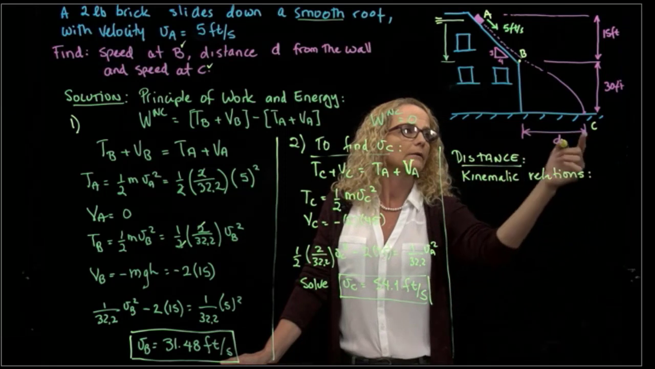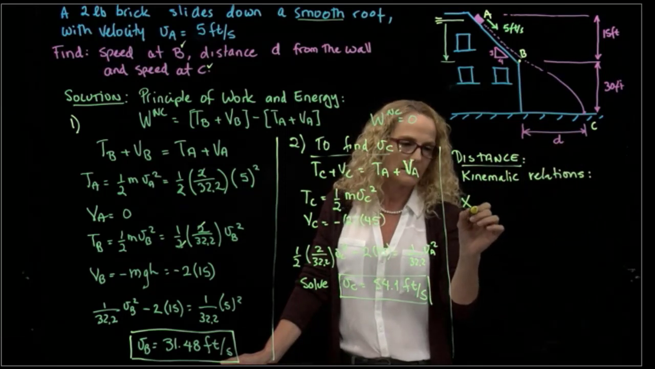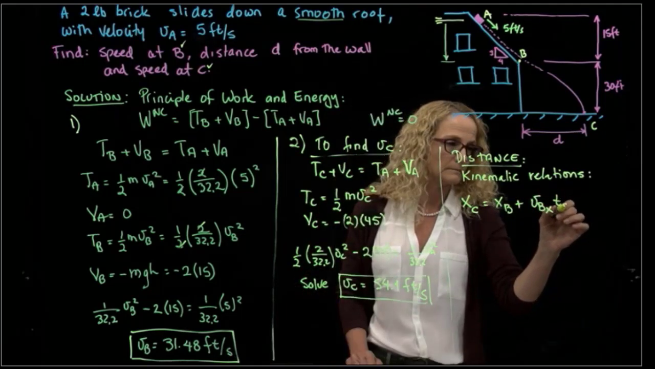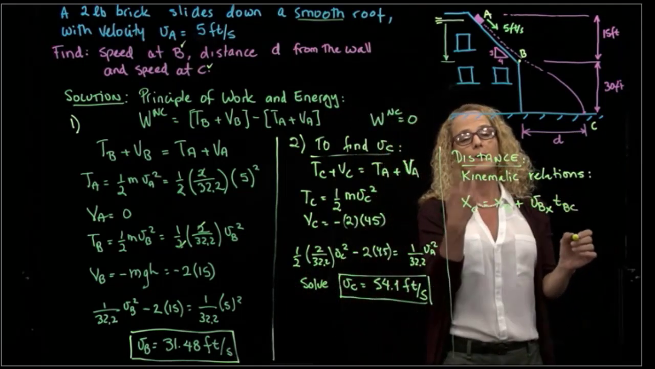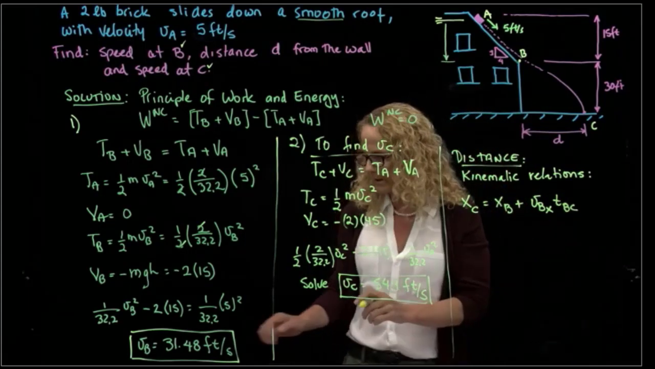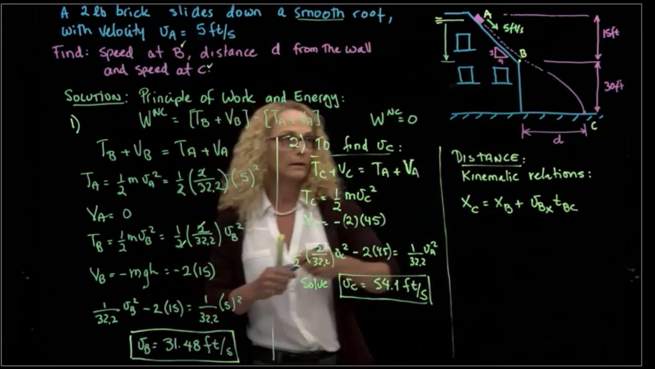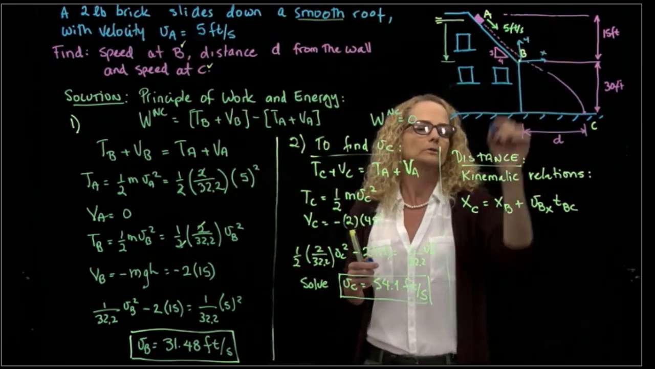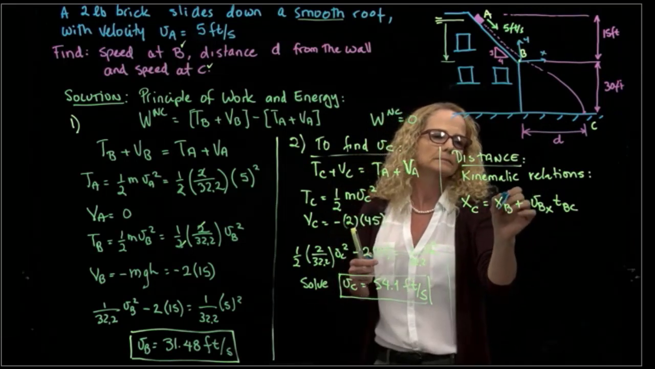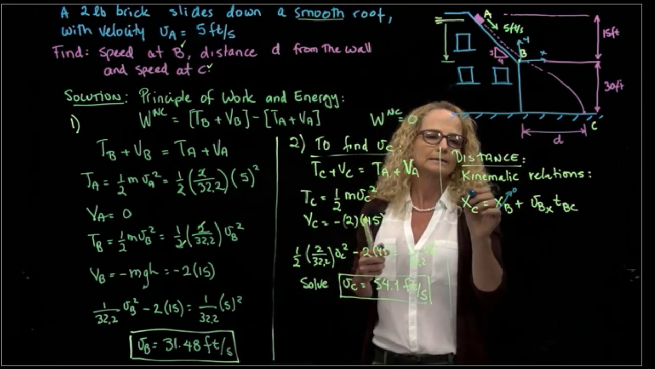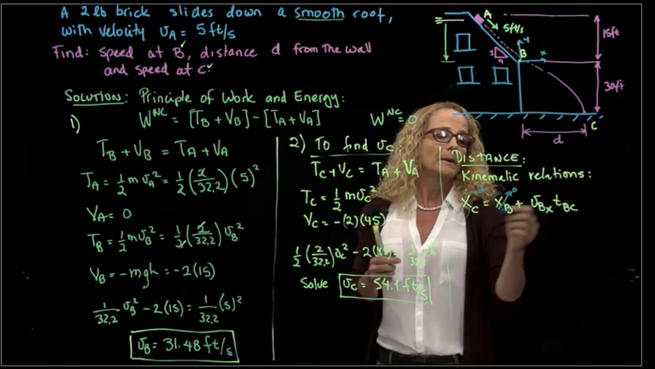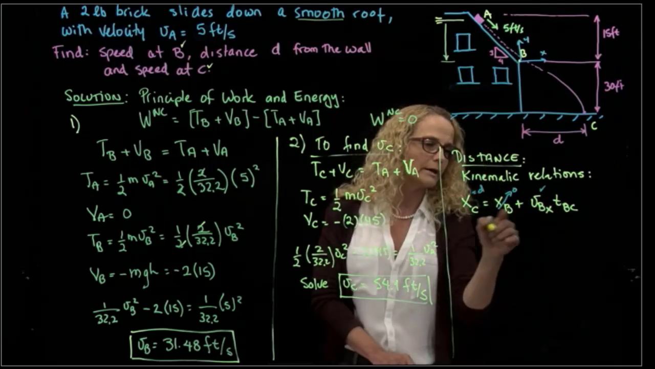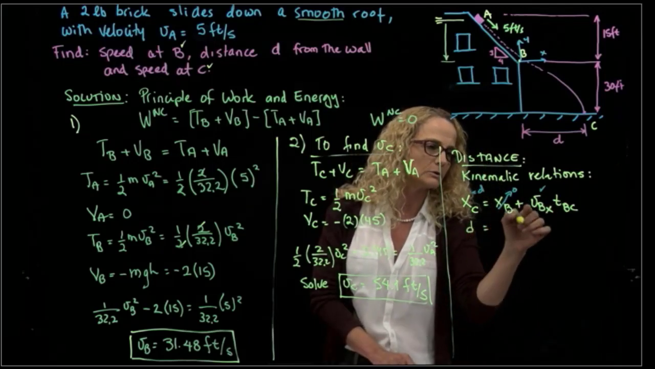I know that for that distance, xC will be xB plus. So here I will have 2 unknowns, right? Because I'm going to put my coordinates right here. So this is x, y. So xB will be 0. That's where I start. And xC will be the d I'm looking for. But I have the velocity, and I don't have the time. So here I can say that d is equal to vx.